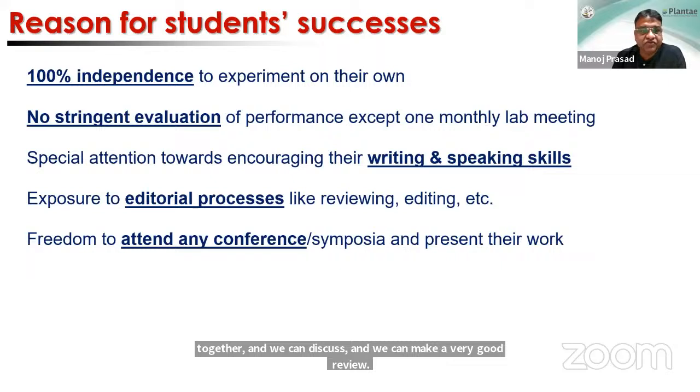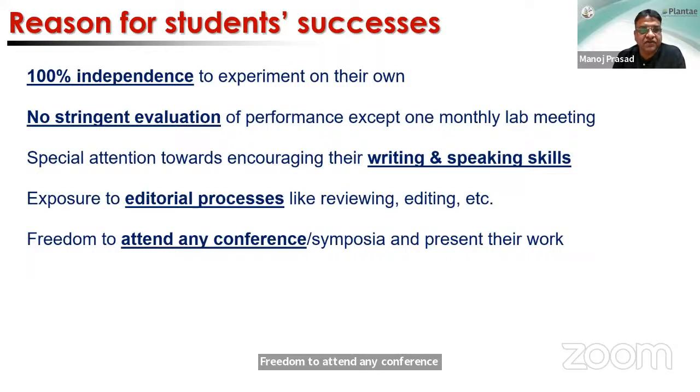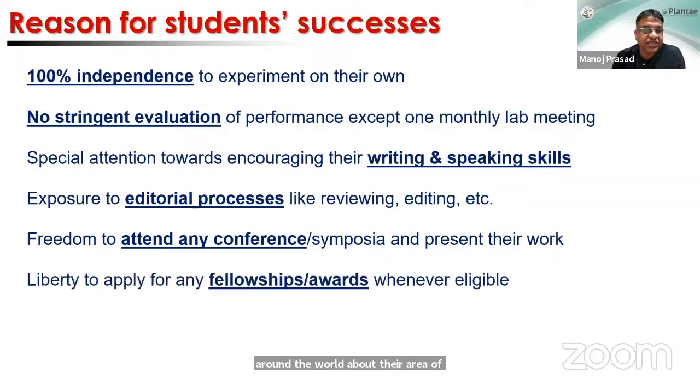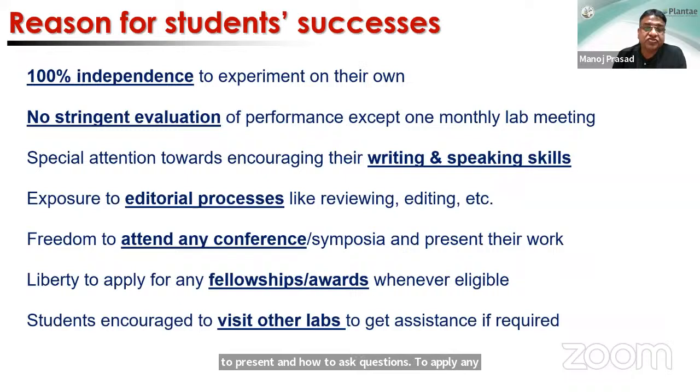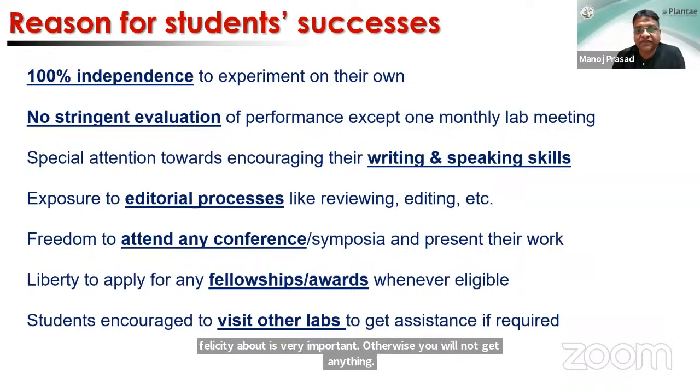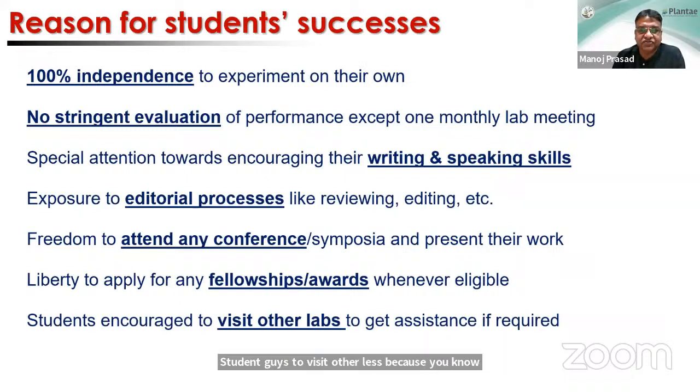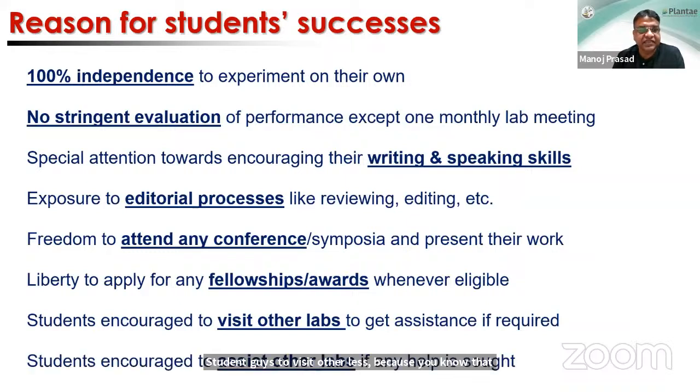This is very important to know what is going on around the world in their area of research and how to present and how to ask questions. Liberty to apply for any fellowship or award is very important. Otherwise, you will not get anything. Students are encouraged to visit other labs because no lab is fully equipped to do all the experiments. So you need to get assistance from others. And at the same time, it's not one-way traffic. You have to also assist the other labs if help is sought.